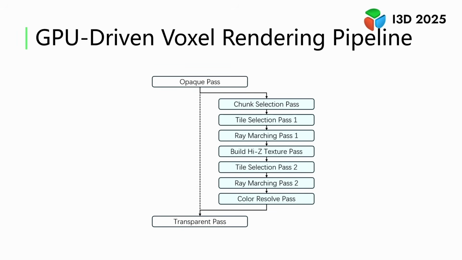We also design a GPU-driven rendering pipeline for efficient SVDAG-based voxel rendering. The entire rendering pipeline mainly includes several passes: chunk selection pass, tile selection pass, build high-Z pass, and ray marching pass. All the passes are executed in compute shaders. Our custom passes are inserted after the opaque pass and before the transparent pass in the forward rendering pipeline. It can certainly be extended to a deferred rendering pipeline as well. Before all our passes begin, all opaque objects in the scene have already been rendered.